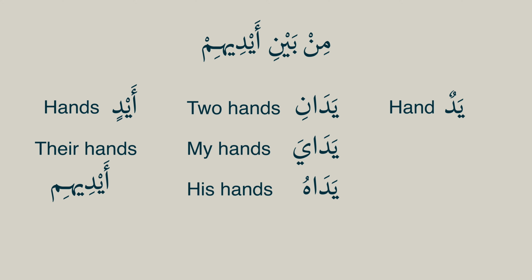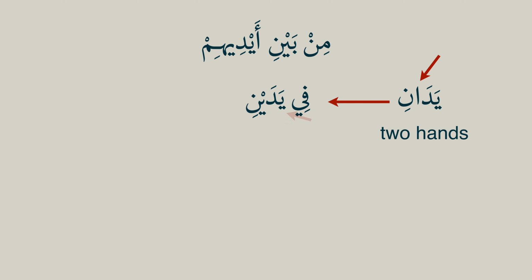Okay? Now, yadani, meaning two hands, is marfu', indicated by alif. And when a harfu jar precedes it, let's say fi, and we say fi yadaini, what happens here is that the letter alif is replaced with ya, indicating the genitive case, which I have explained already, and the link of the lesson explaining the genitive case is in the description. So, fi yadaini means in two hands.